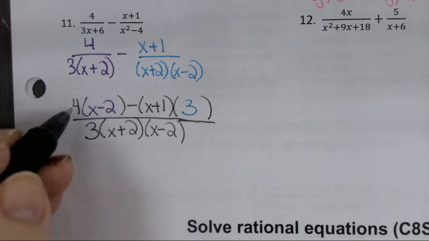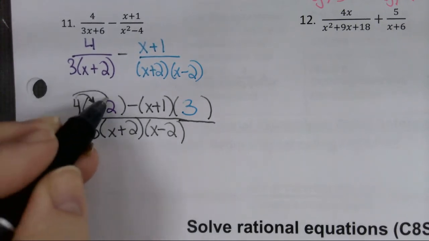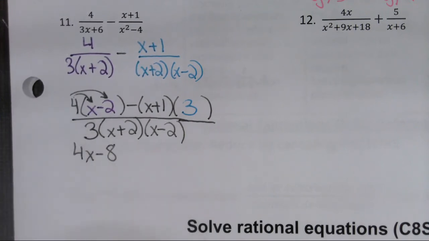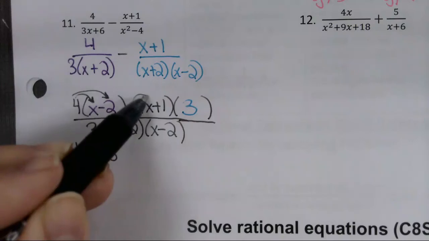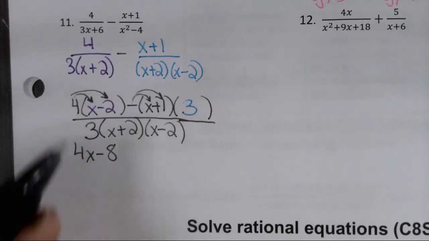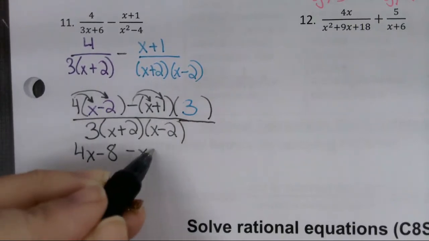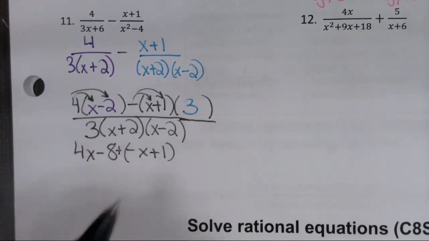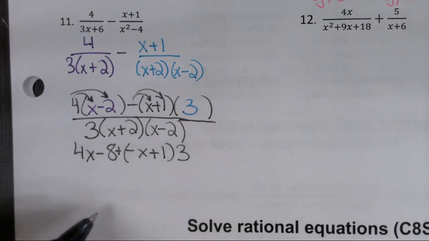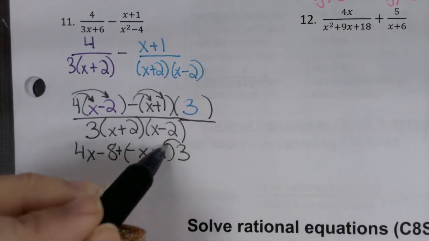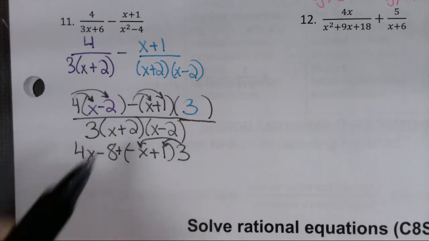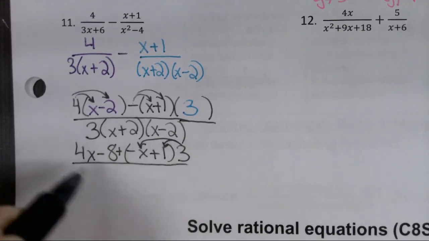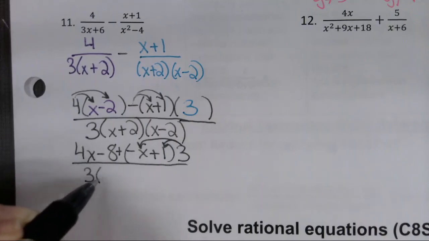We're going to need to go ahead and distribute this 4. So we get 4x minus 8. We're going to distribute this negative. So we get negative x plus 1. And that whole thing is going to need to be multiplied by 3. You could have multiplied the negative by the 3 and then distributed it, but you're still looking at 2 separate steps unless you did the negative 3 in your head.